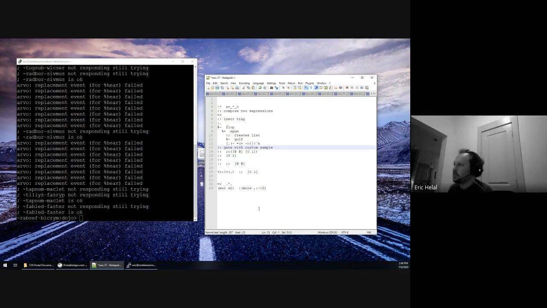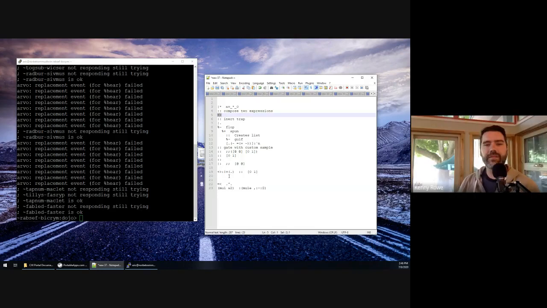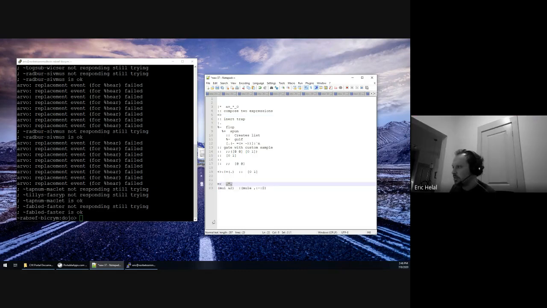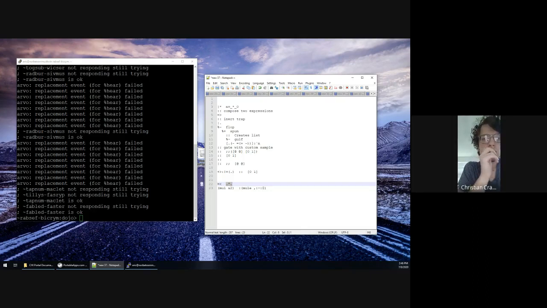Oh, so I was wrong entirely. This is the first expression that is composed, and this is the second expression that's composed here. So I still don't know what this does. Dot cat. I can try it in Dojo and see what it does.